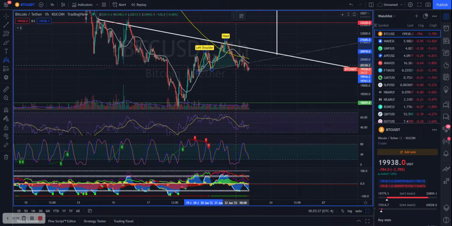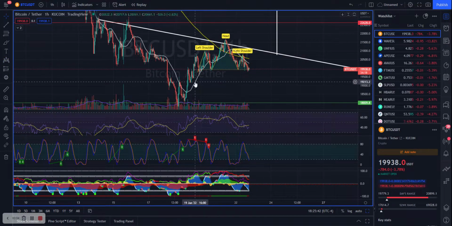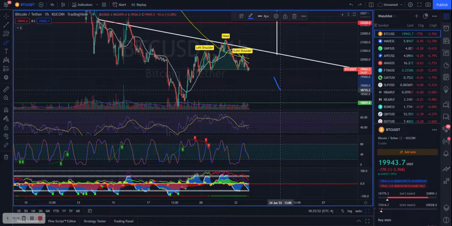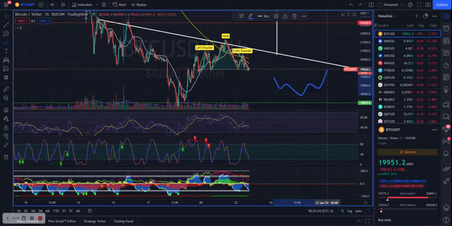This is a head and shoulders. The previous pattern actually is an inverted head and shoulders. So it's like going upside down, basically. This right here is the head and shoulders. This is a head and shoulders pattern. The inverse head and shoulders pattern would be something like this, inverse of this.